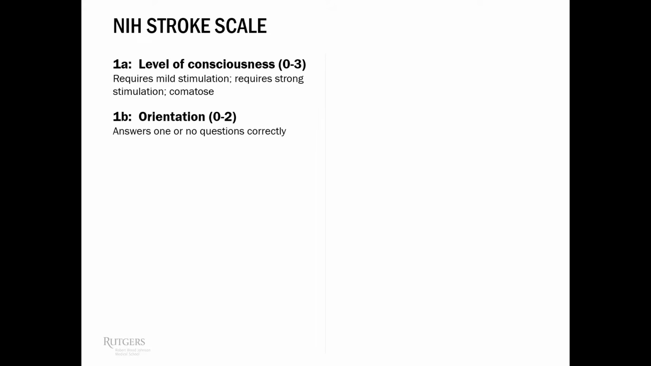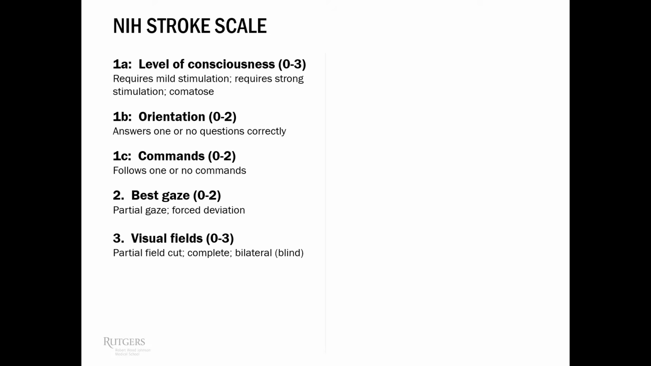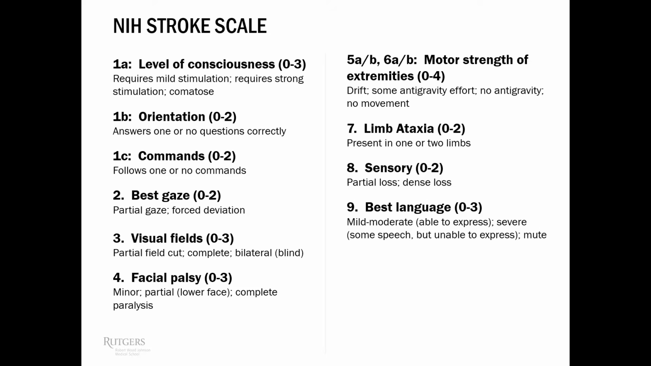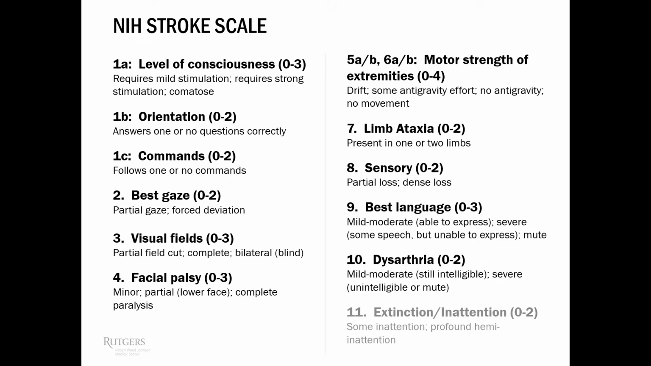National Institutes of Health Stroke Scale is a standardized focused neurological exam that was developed to be able to rapidly assess and follow a stroke patient. It consists of 11 domains: level of consciousness, orientation, command following, gaze, visual fields, facial palsy, motor strength of the extremities, limb ataxia, sensory loss, language, this is expressive language, dysarthria, articulation, extinction and inattention, which is essentially neglect.